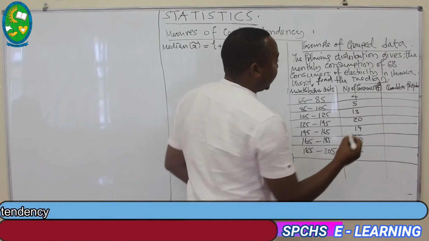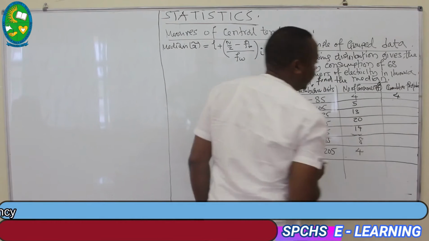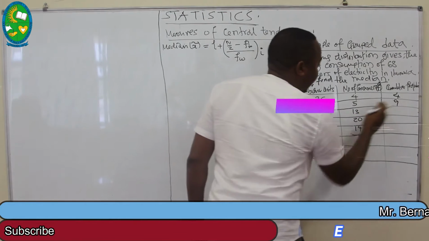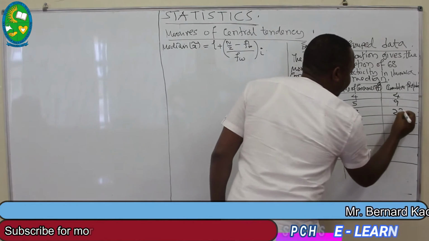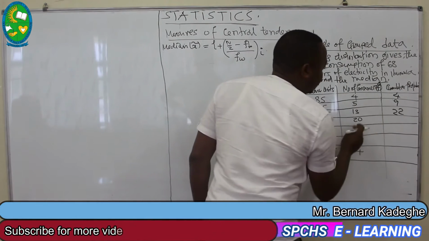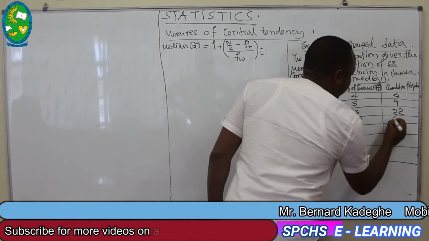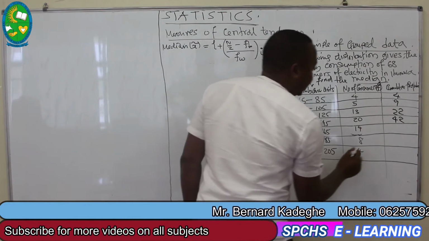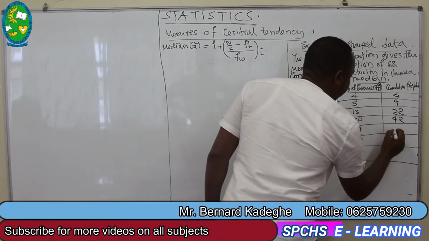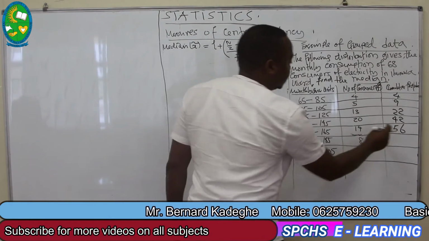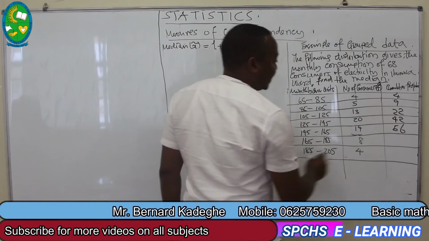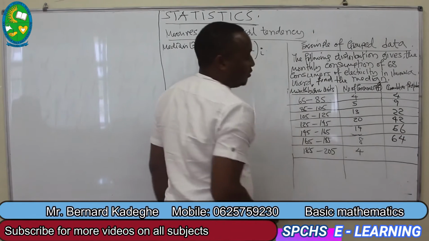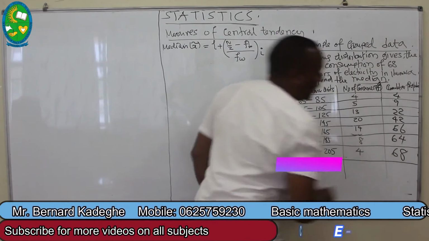This cumulative frequency is nothing but adding the frequency in stages. As you can have a look here, we have 4 here. So 4 plus 5, this is 9. 9 plus 13, this must be 22. 22 plus 20, this is 42. 42 plus 14, this is 56. 56 plus 8, this is 64. And 64 plus 4 is 68.